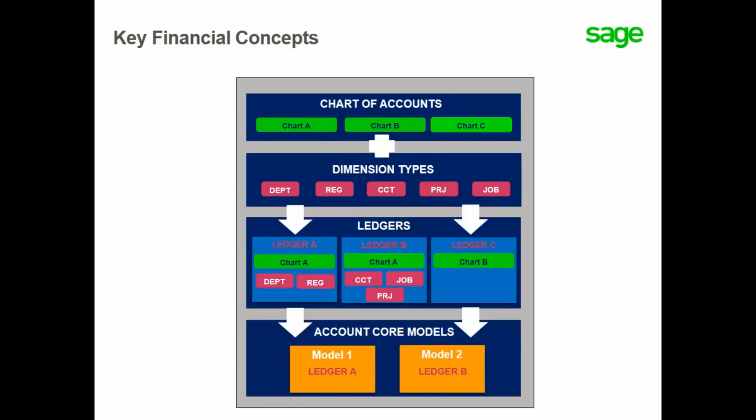Account core models contain the main general ledger and main analytical ledger, as well as the IAS depreciation ledger. Each legal company in a folder is associated with an account core model. As a result, the same account core model can be linked to one or several legal companies with the same legislation or country.